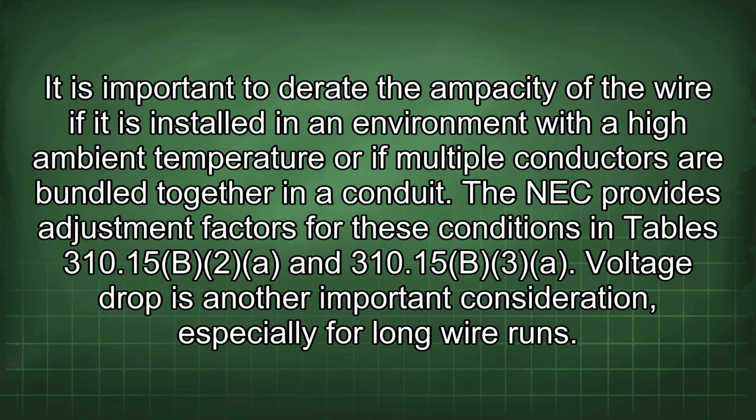It is important to derate the ampacity of the wire if it is installed in an environment with a high ambient temperature or if multiple conductors are bundled together in a conduit. The NEC provides adjustment factors for these conditions in tables 310.15(B)(2) and 310.15(B)(3). Voltage drop is another important consideration, especially for long wire runs.